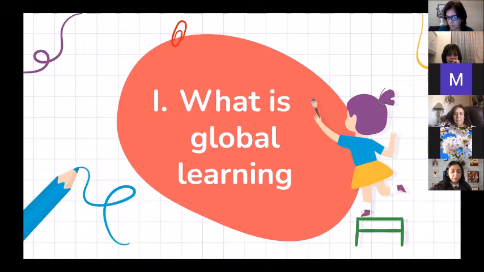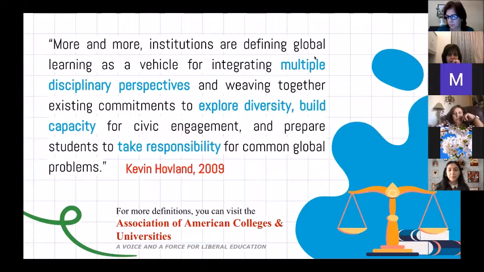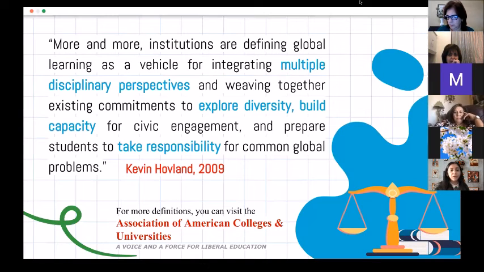What is global learning? Unfortunately, many universities and researchers couldn't agree on a single definition, but this is the one that I'm referring to here, the one by Kevin Holland in 2009. More and more institutions are defining global learning as a vehicle for integrating multiple disciplinary perspectives and weaving together existing commitments to do what? To explore diversity, build capacity for civic engagement, and prepare students to take responsibility for common global problems. This is the one that I relate to. This is the one that I feel comfortable with while dealing with global learning.